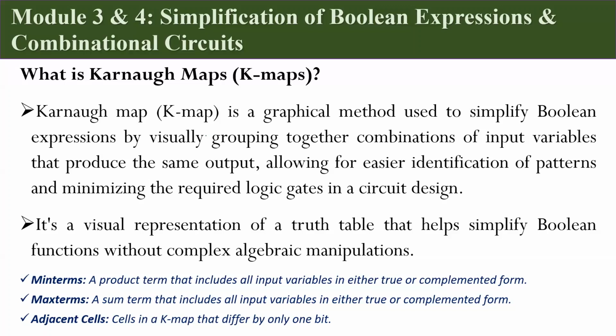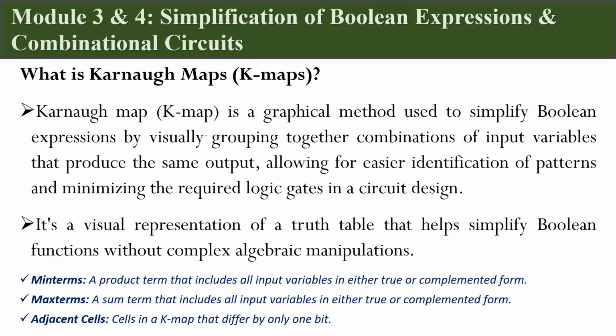Okay, I believe you know what we mean by complemented form. For instance, we can say A is equal to 1. Okay, then if A is equal to 1, what will be the complement of A? The complement of A will be 0. Okay, that is A prime, which is the complement of A, will be 0.